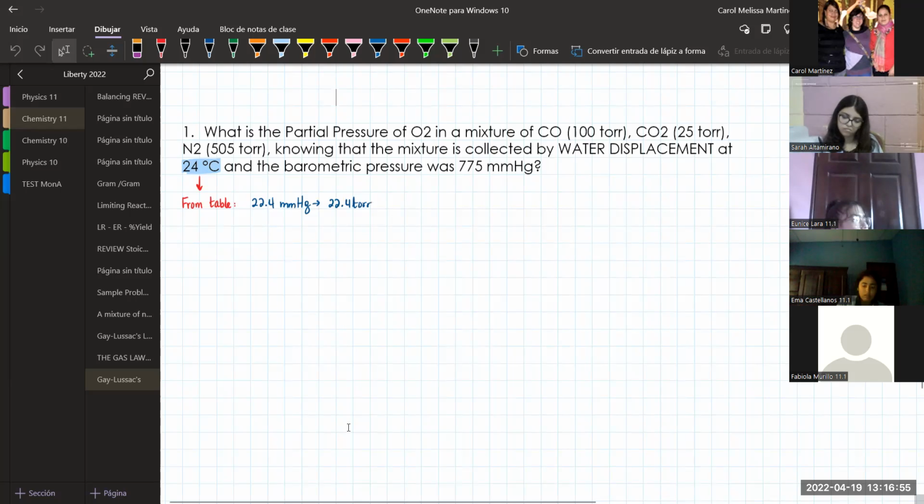In partial pressures, it is Dalton's law of partial pressure. The formula is quite simple. The total pressure of a mixture of gases is equal to the individual pressures of all the gases that are making up the mixture. How many gases do I have here? Oxygen, carbon monoxide, carbon dioxide, nitrogen, and water vapor. So 1, 2, 3, 4, 5 gases, okay?